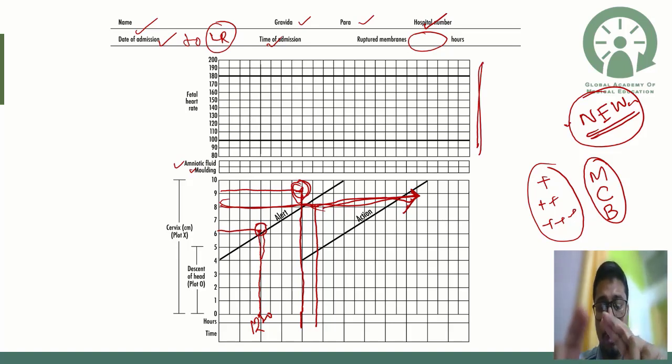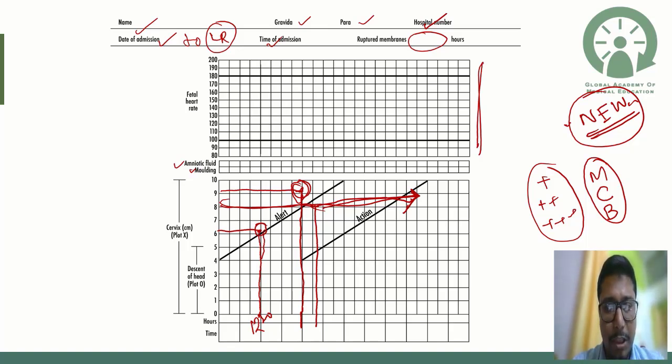This is your WHO new partograph, which is known as new because it replaced the WHO old partograph, but this is no longer new and has been replaced by something else that we'll discuss later. So let us just recap what are the characteristics of it.